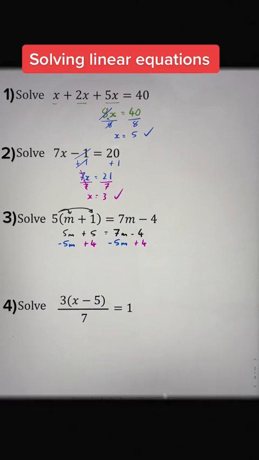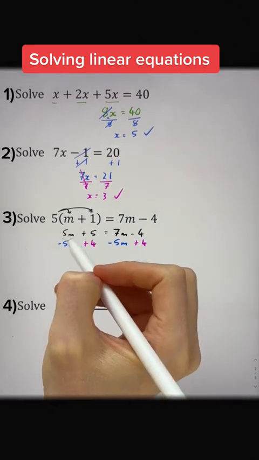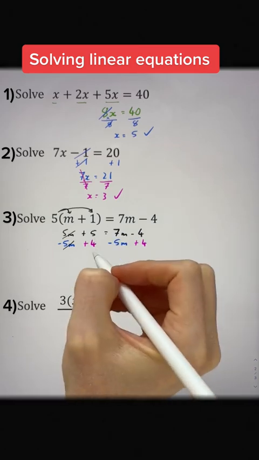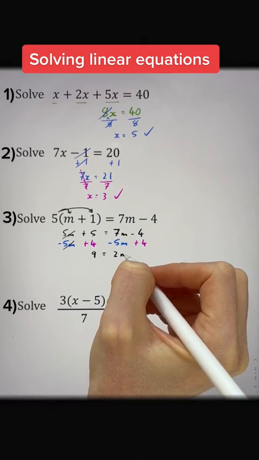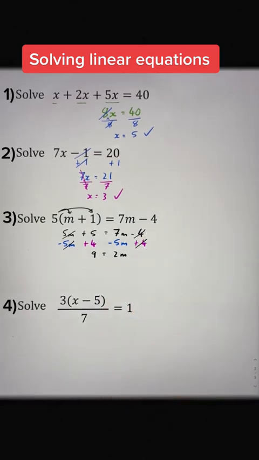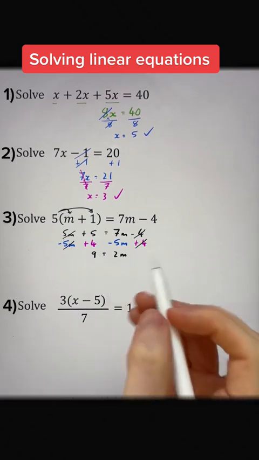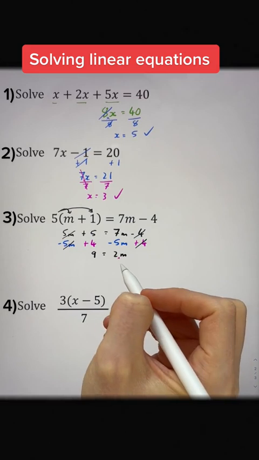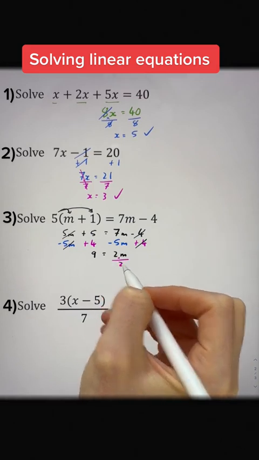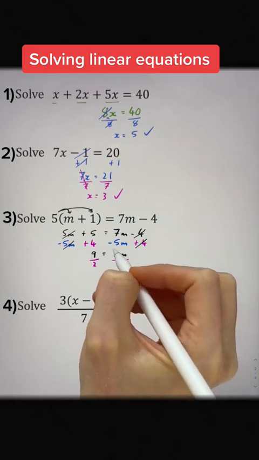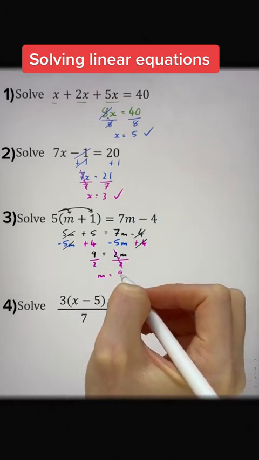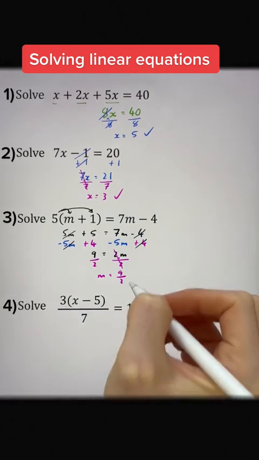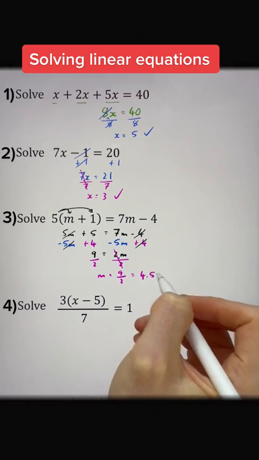Simplifying my equation, on the left I've got 5m take away 5m, which will cancel, and 5 add 4 gives us 9. On the right, 7m take away 5m gives us 2m, and negative 4 add 4 will cancel. As I have 2m equals 9, again I want to get the value of m. 2m in algebra means 2 multiplied by m. Opposite of times by 2 is to divide both sides by 2. Therefore 2 over 2 will cancel to give us m. Therefore m is equal to 9 over 2, which I can simplify to give us 4.5.